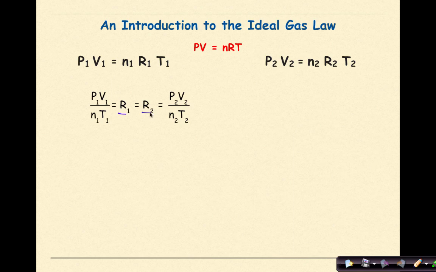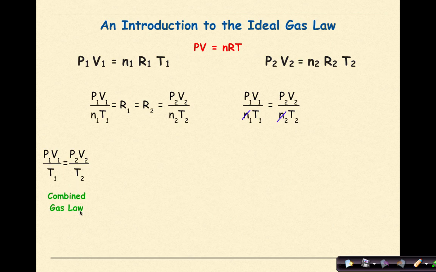And if R1 is equal to R2, we can take this a step further and cancel these R's because all the units are going to be the same, and make P1 V1 over n1 T1 equal to P2 V2 over n2 T2. Now as we do this, we can derive different gas laws. So let's say that we have a situation where we're holding the number of moles of gas constant. If we hold the number of moles of gas constant and we remove the n's, all of a sudden we have the combined gas law, P1 V1 over T1 is equal to P2 V2 over T2.